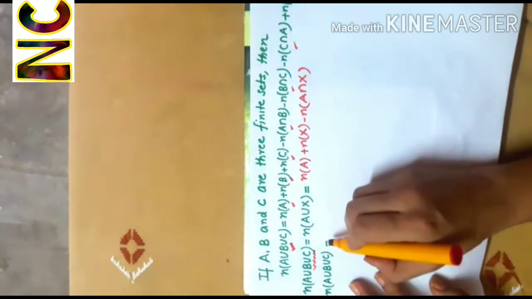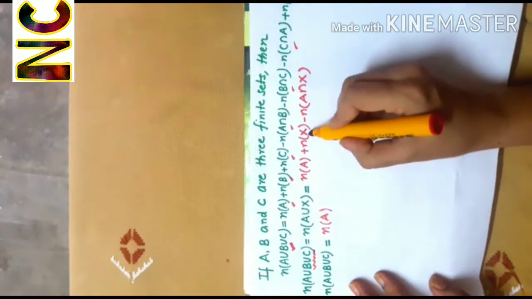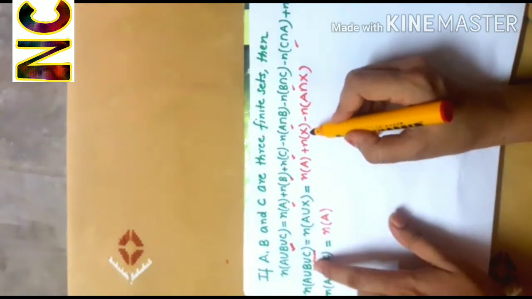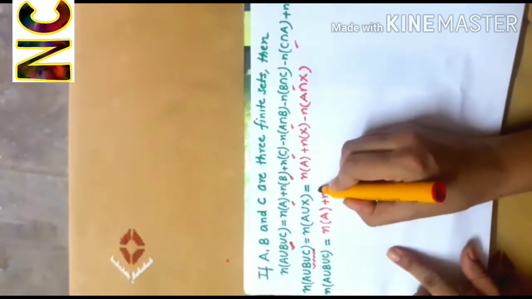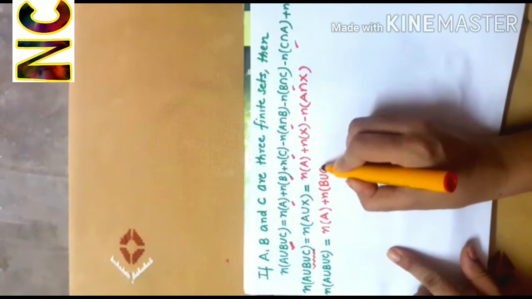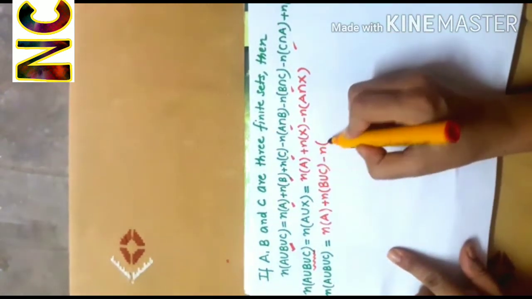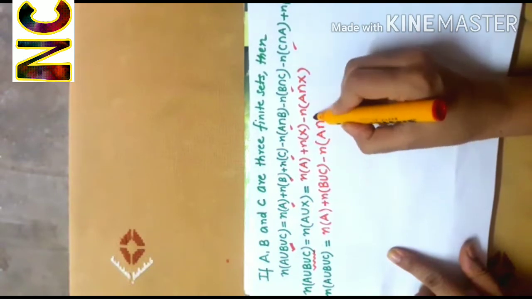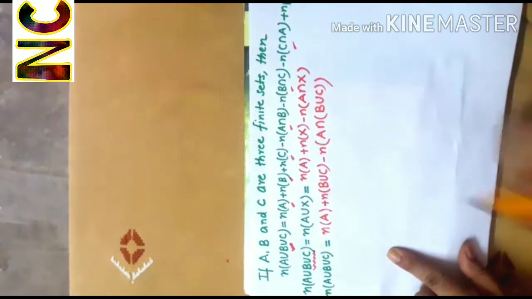Right? So it is number of elements in A. Now what was X? X was actually B union C. So I replace it with its original form, minus number of elements in A intersection B union C.